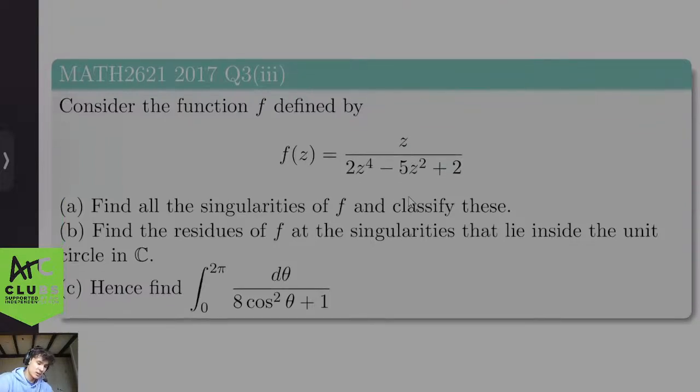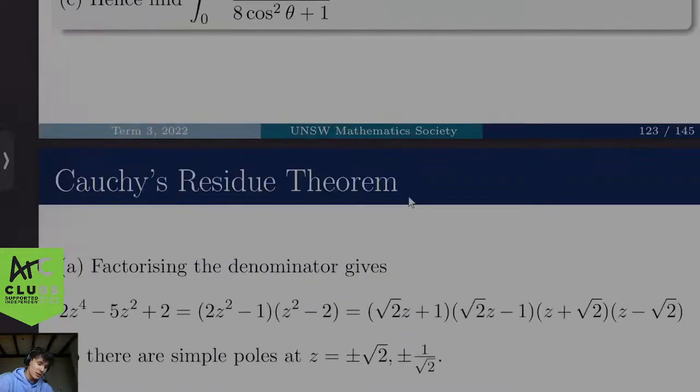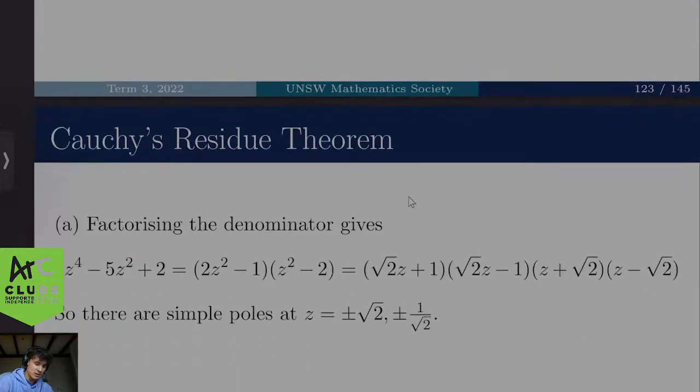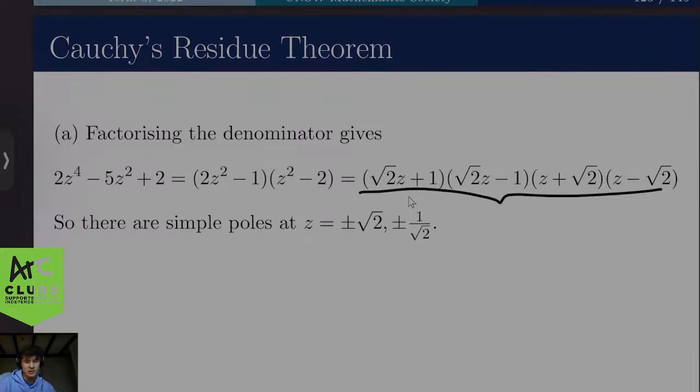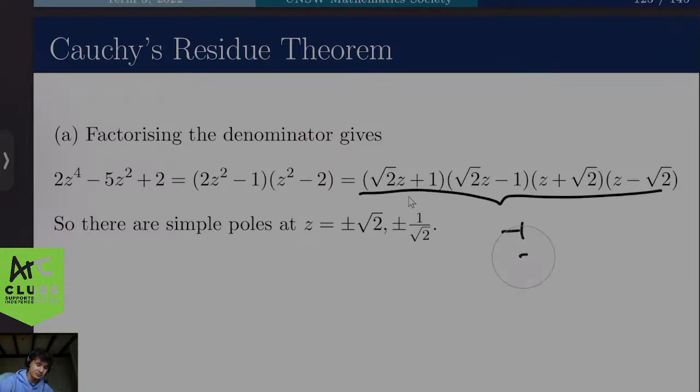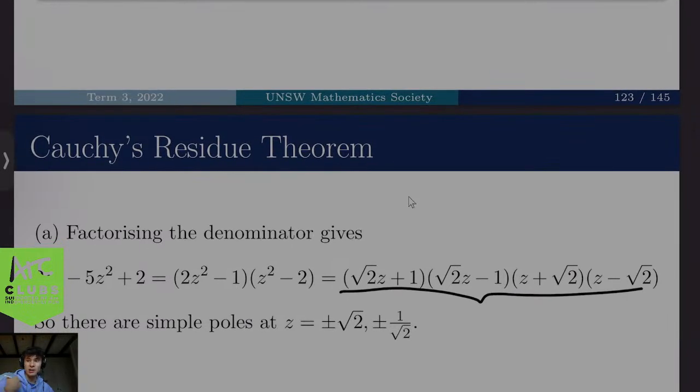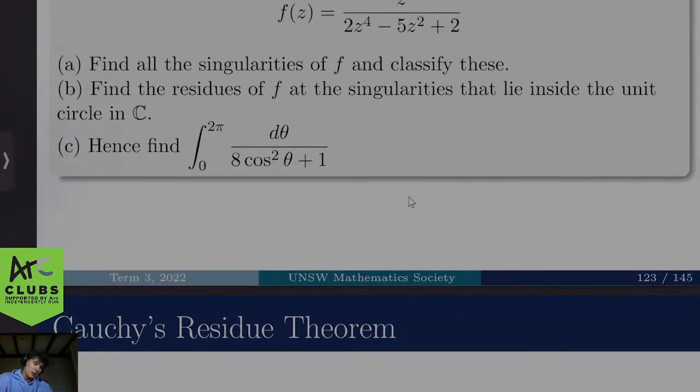So let's look at this function, z divided by 2z to the power 4 minus 5z squared plus 2. Find all the singularities of f and classify these. So remember, to find the singularities, probably the best thing to do would be to factorize the denominator. We notice that this is kind of like a quadratic, so we can factorize it like this, and then we get our factorized denominator. And now we can see that they can't be 0 in our denominator, so they're simple poles at plus minus root 2 and plus minus 1 over root 2. And they're all simple poles because they correspond to power negative 1 only. You could verify that by doing a partial fractions expansion, but we don't need that. Okay, so we've done that. Those are the singularities, and they're all simple poles.